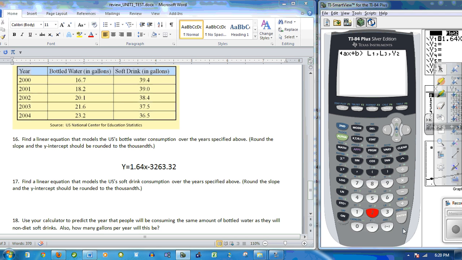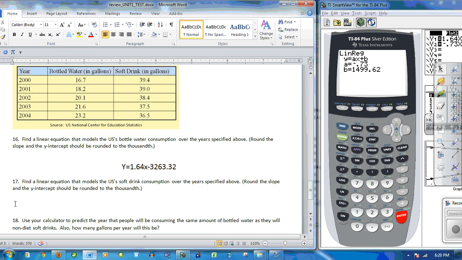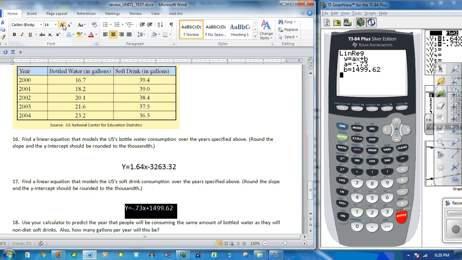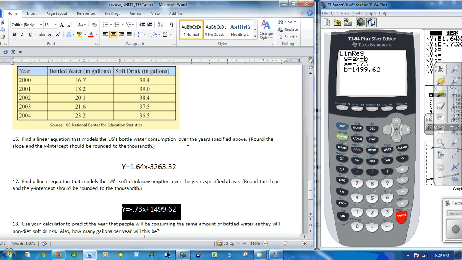Okay? Then I'm going to hit enter there, and it's going to give me an equation of a line, which is y equals negative 0.73x plus 1499.62. And that is my equation for my soft drink data.